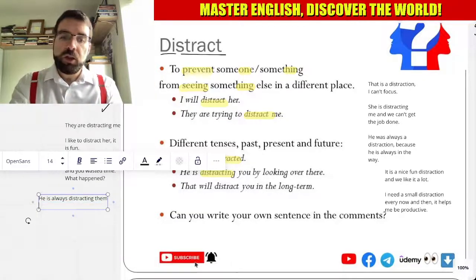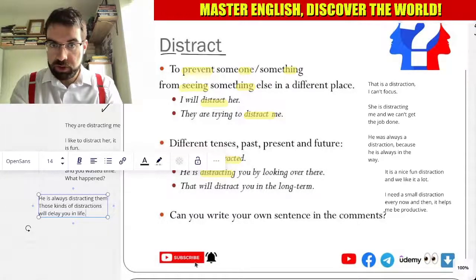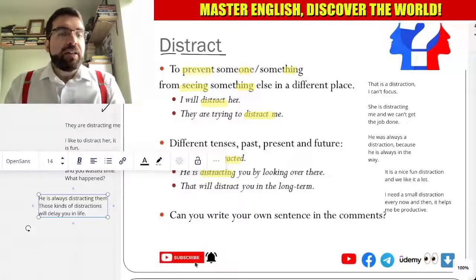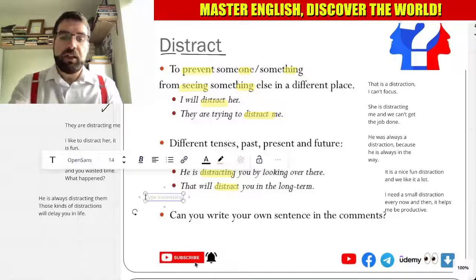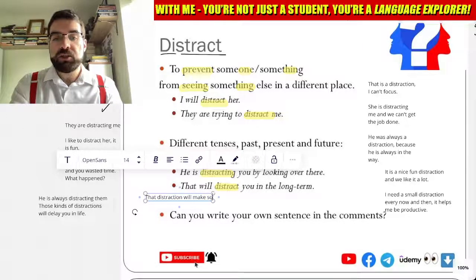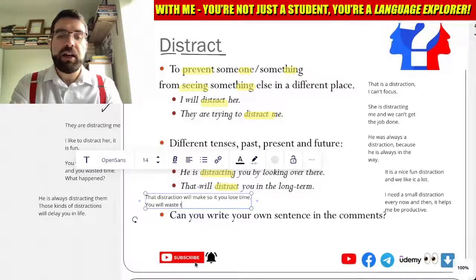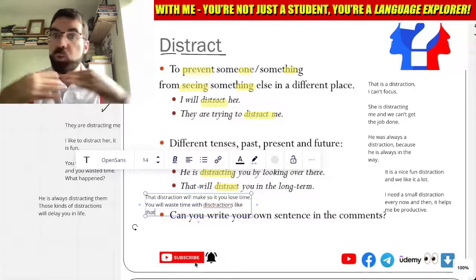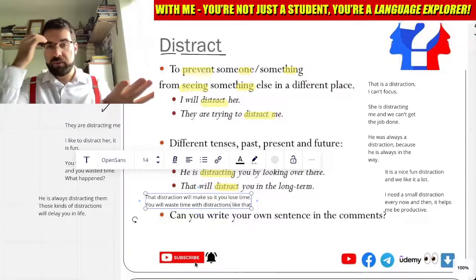Yeah. So those kinds of distractions will delay you in life. That will distract you in the long term. That distraction will make it so you lose time. You will waste time with distractions like that. Waste time. Yeah, not good.